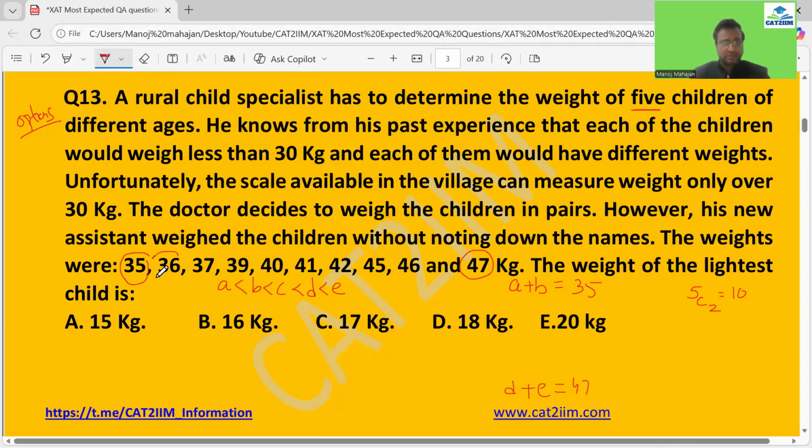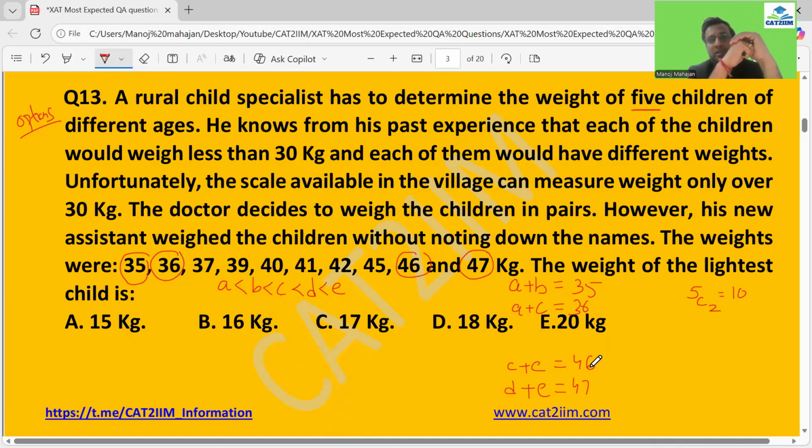Now this 36 also you can look forward to calculate. It would be, see, if you make the 10 pairs, A plus B, A plus C, A plus D, A plus E, and so on. So this 36 should be the sum total of A plus C. Similarly, if you look, this 46 should be the sum total of C plus E. So people are able to make four equations out here for sure, but there are five variables we have. They are unable to figure out the fifth one.